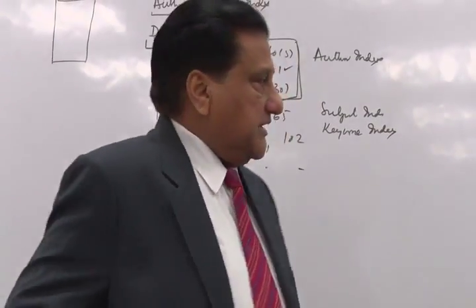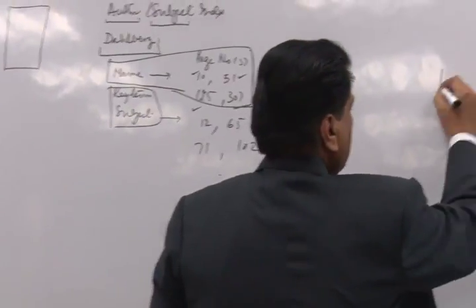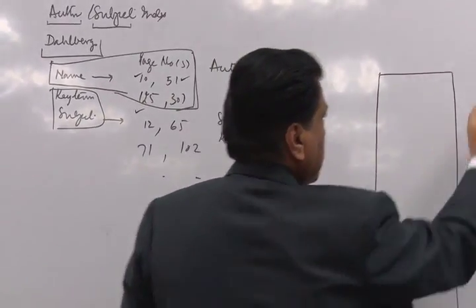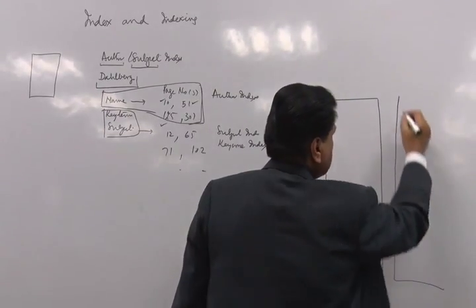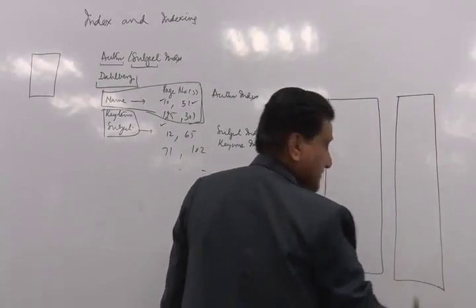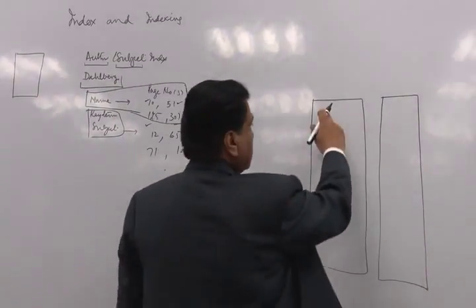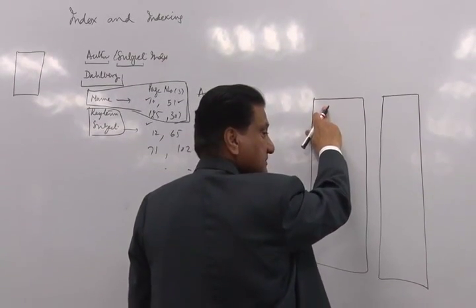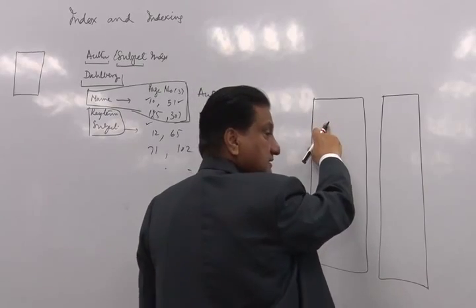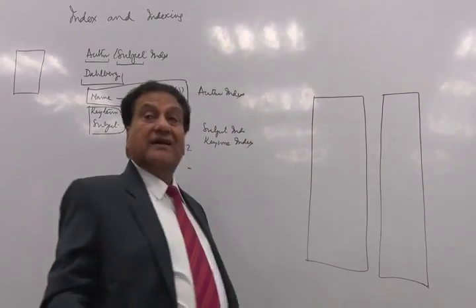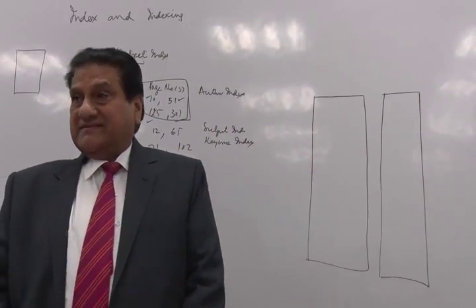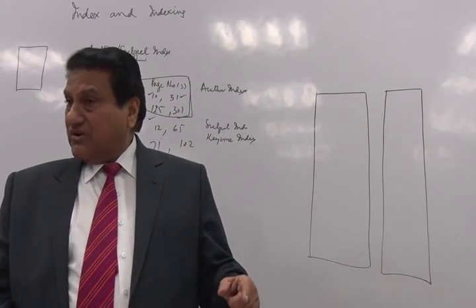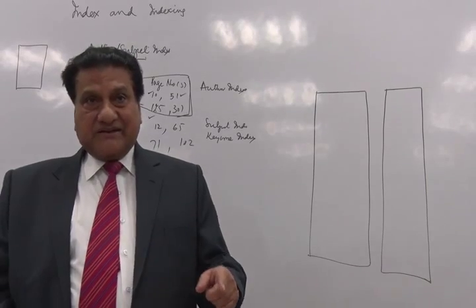So in any index, you have two parts. One part on this side, another part on this side. In this part, you either have author's name or any other access point. Name of the author is your access point. Keyword is your access point.